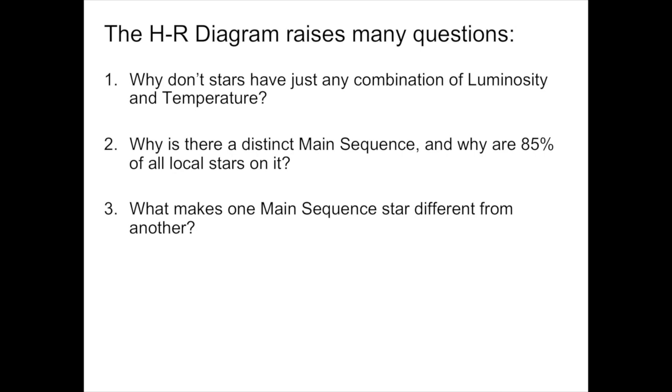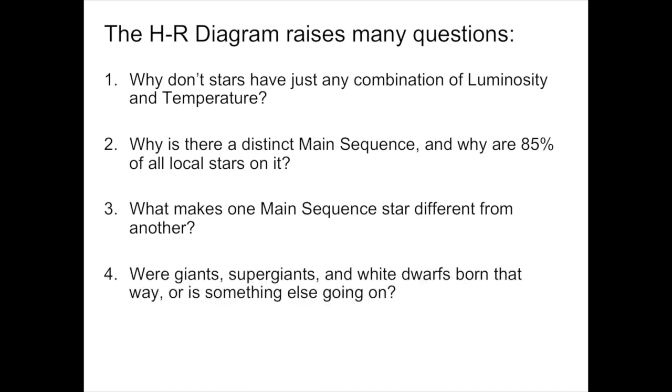Why is the Sun where it is on the main sequence? Is it just a difference of luminosity and temperature and radius? Or is there something more fundamental at work? It isn't obvious from looking at the diagram. We're going to have to dig deeper. Were giants, supergiants, and white dwarfs all born that way? Did they end up on the diagram because, well, they're kind of like Lady Gaga, they're just born that way? Or is something else going on here? Were they born there? Or did they get there somehow and start out somewhere else?